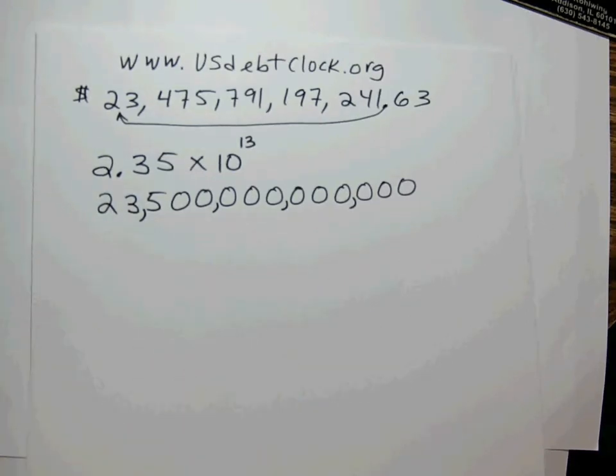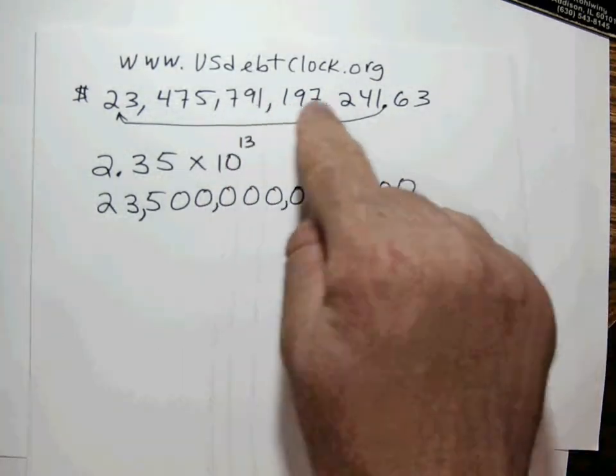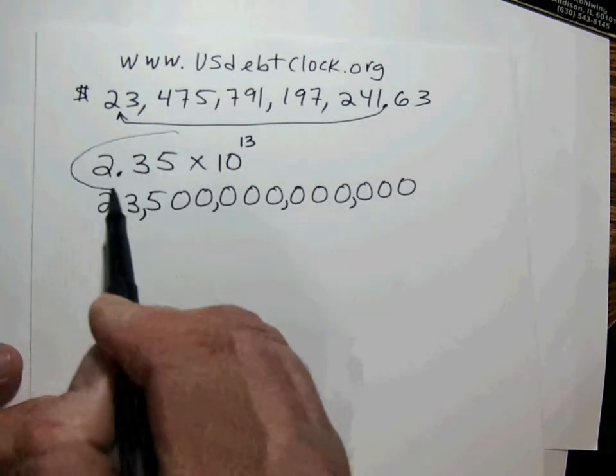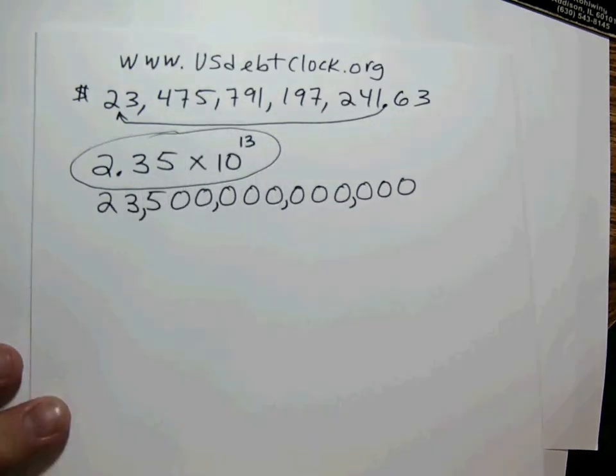We got the big number, $23,500,000,000,000. We don't care about the little millions and hundreds of thousands. That's nothing. That's pocket change. All right. That's a big number. So go to this website if you ever want to see how much money is being spent. But that's how we would write the national debt in scientific notation.